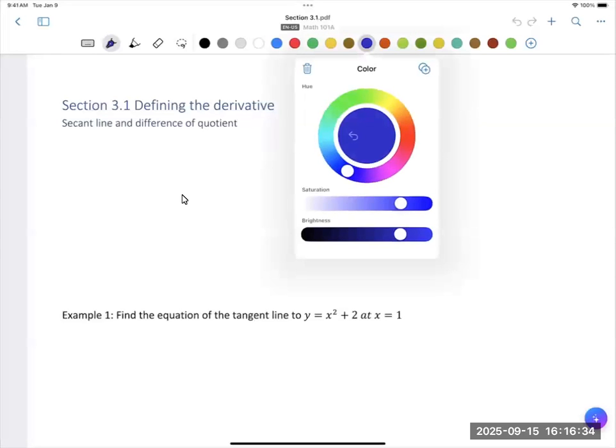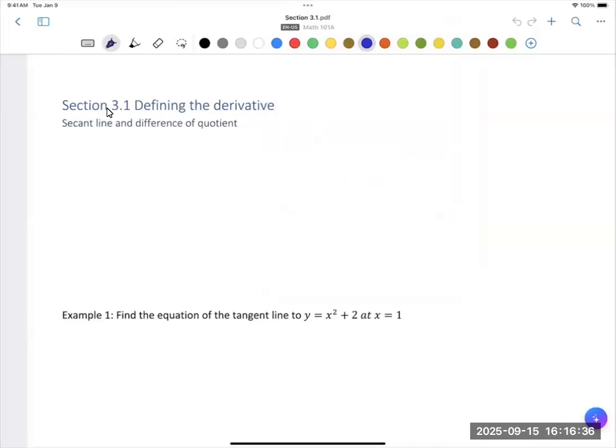Hi everyone, in this video we will talk about section 3.1, defining the derivative, okay? First we will look at what a secant line and the difference quotient are, and what the tangent line to the graph at a point is, okay?